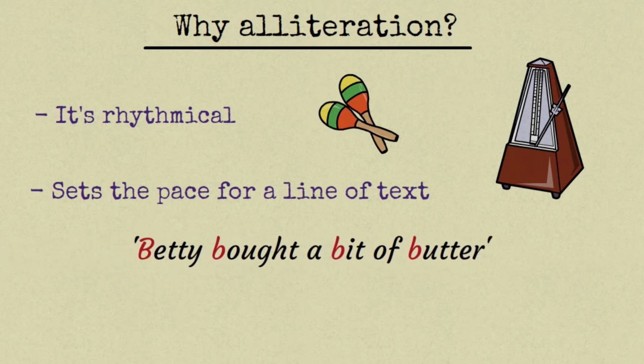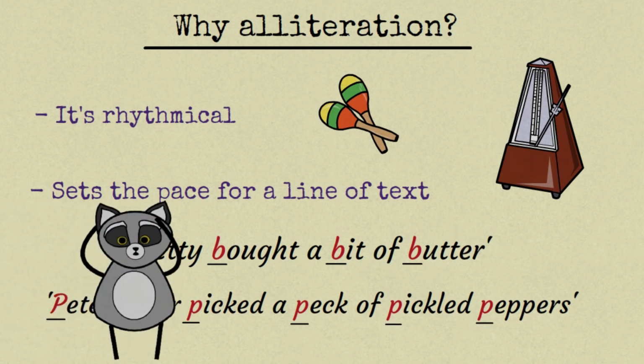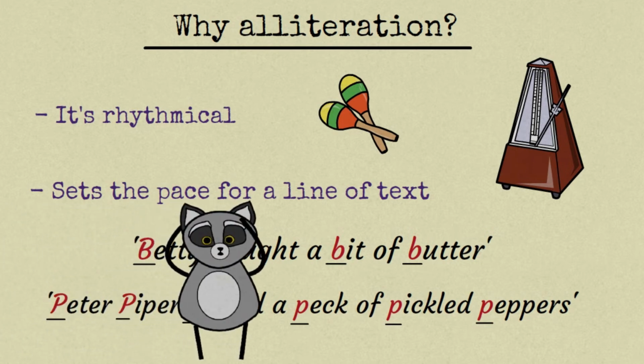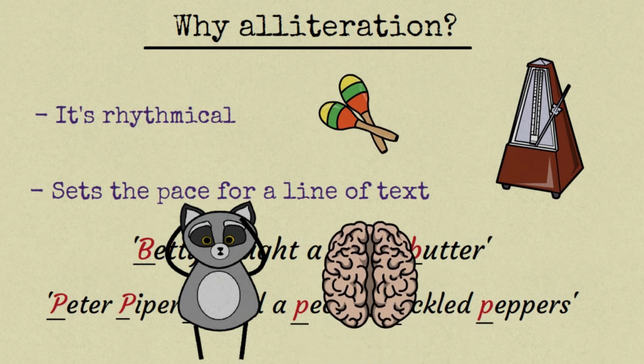For instance, Betty bought a bit of butter, or Peter Piper picked a peck of pickled peppers. We naturally say these lines quickly because the hard b or p sounds in close succession drive the pace of the line forward. However, tongue twisters also highlight the consequences of overuse of alliteration. Our brains can get confused if there's too much of it, which is why they're so difficult to say.